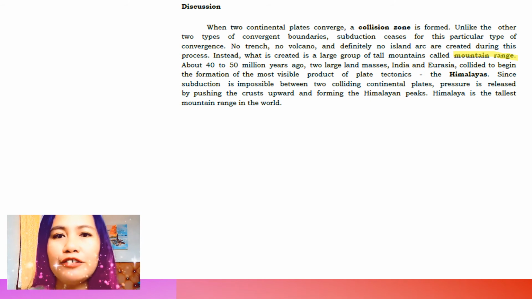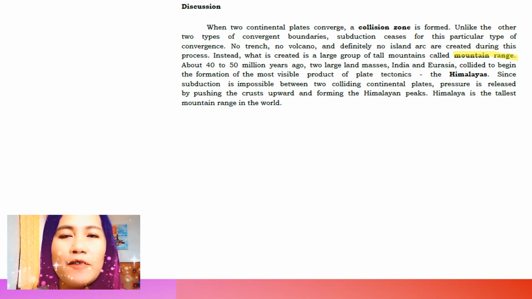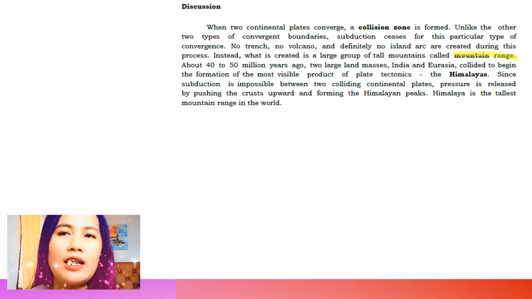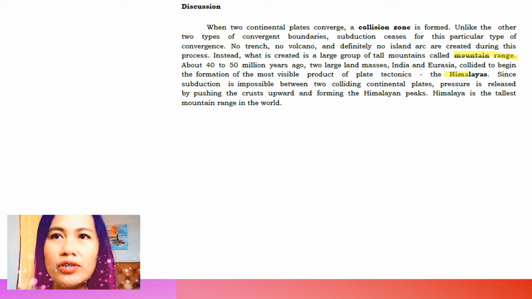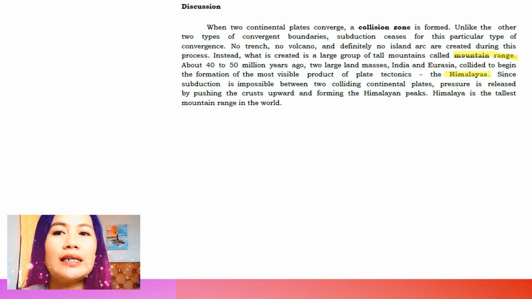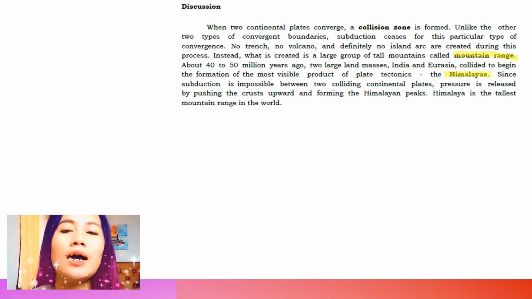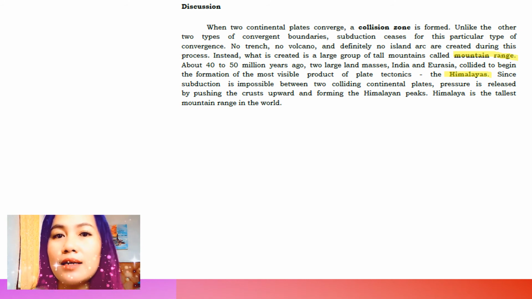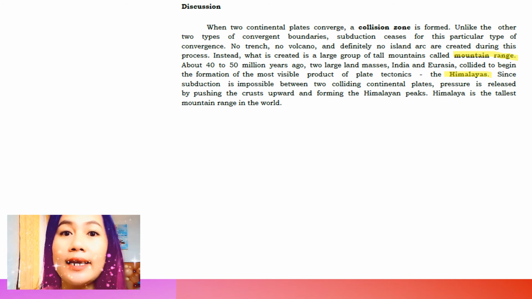About 40 to 50 million years ago, two land masses, the India and Eurasia, collided to begin the formation of the most visible product of plate tectonics, and we call it the Himalayan Mountains or the Himalayas. Makita nimo diri ang usa sa mga pinakataas nga bukid sa kalibutan, gitawag nato og Mount Everest. Makita nato sa Himalayas. It is between the border of Nepal, Russia, and China. Apart pod sa India.